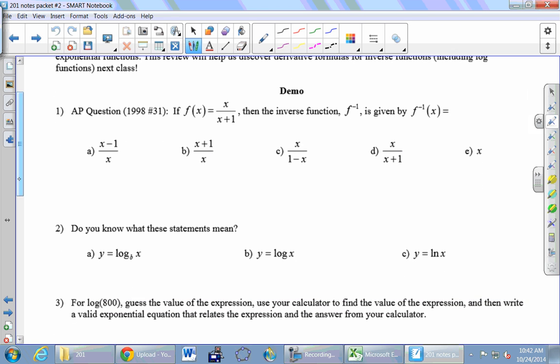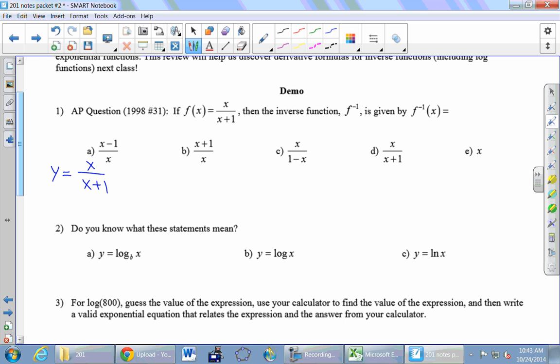It says f of x is x over x plus 1, then the inverse function, and then there's the symbols for the inverse function, f to the -1, which is read f inverse, is given by, and then we've got a multiple choice question here. So we've got to figure out which one of these is the inverse function. So forget about the choices, but let's just go through this process quickly that I think you'll recognize once we start it. So I'm going to recopy the function, but I'm just going to call it y instead of f of x.